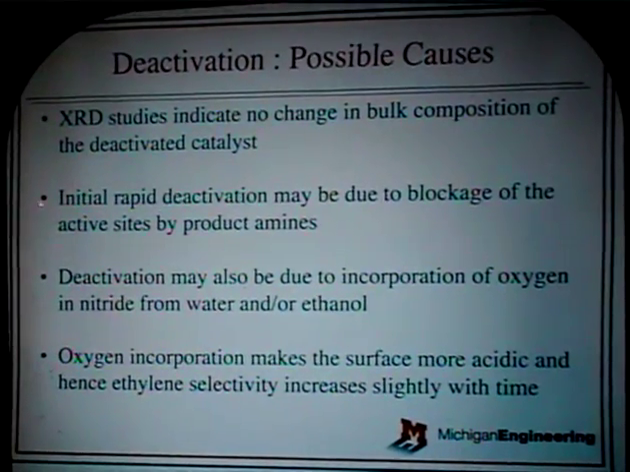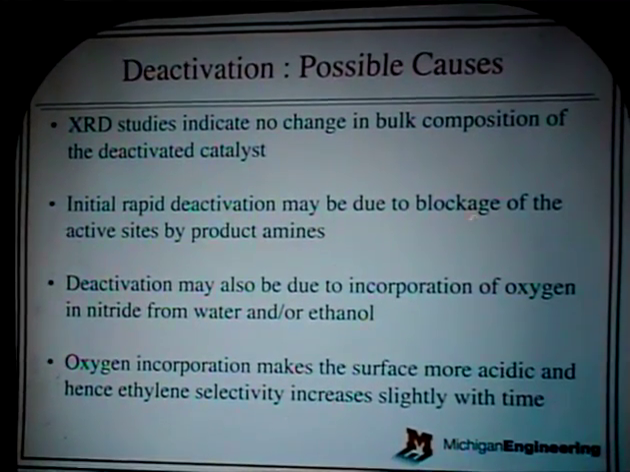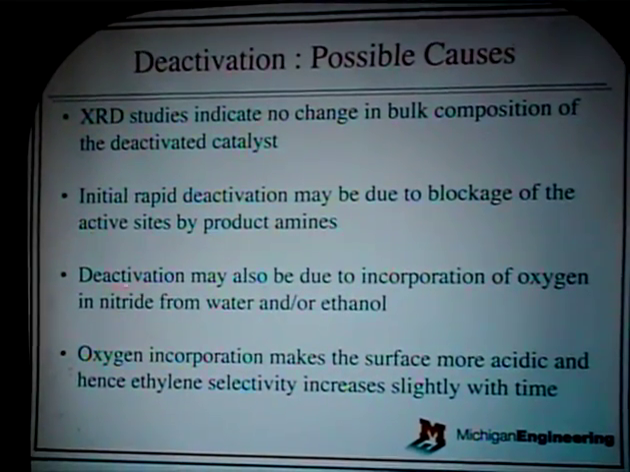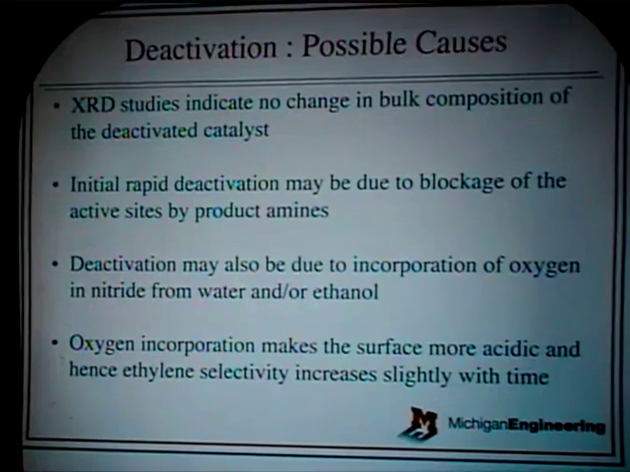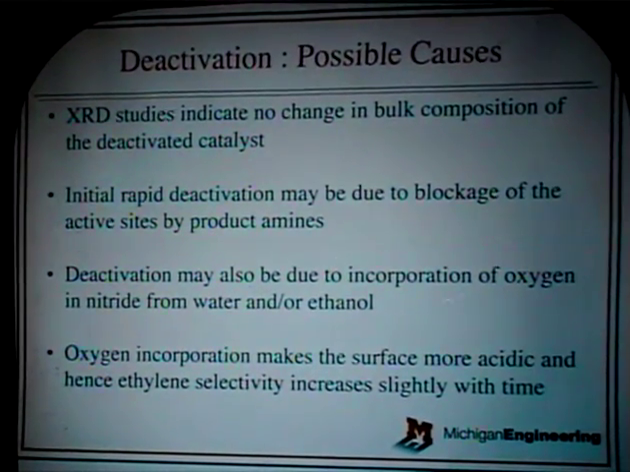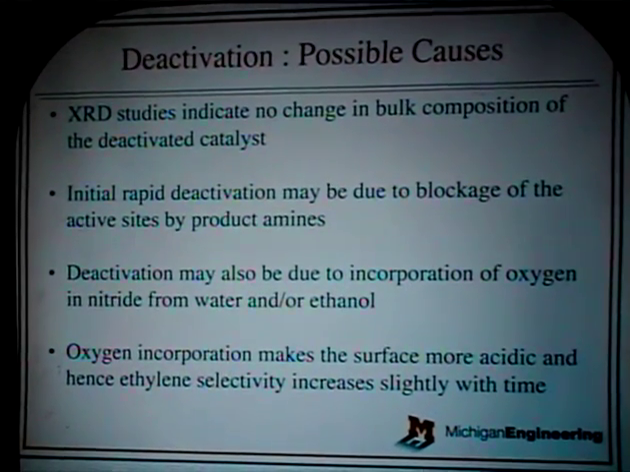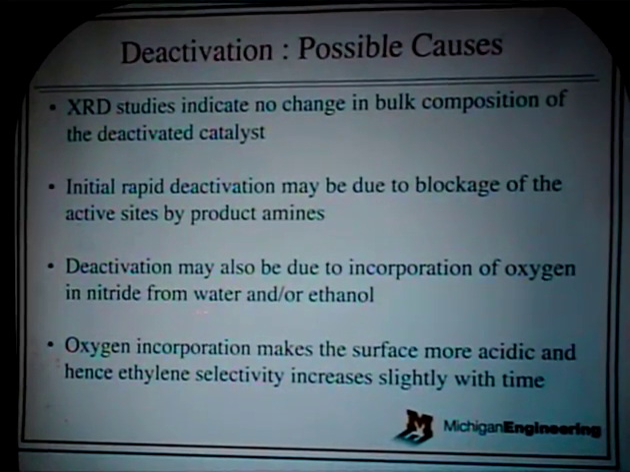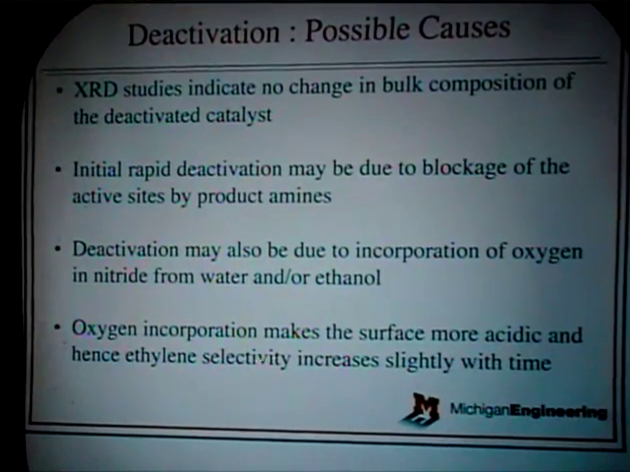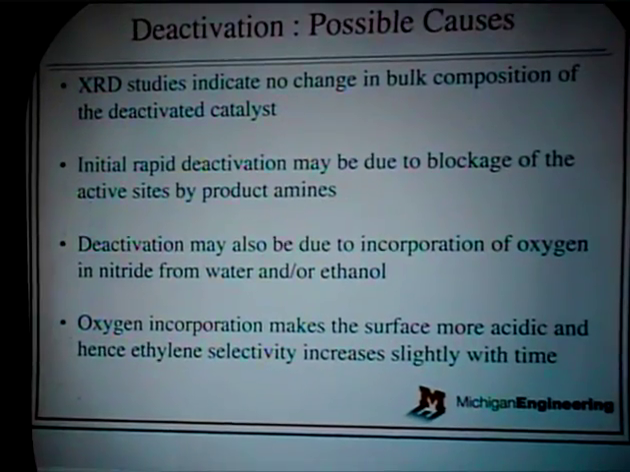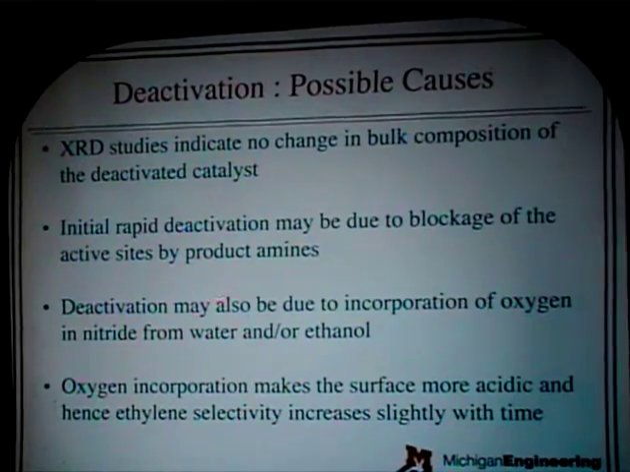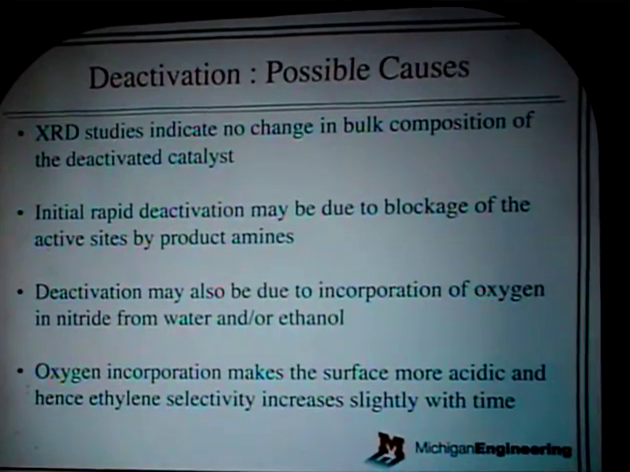So what we think is that the initial rapid deactivation may be due to the blockage of the active sites by the product amines, which are much more basic than ammonia. Or the deactivation may also be due to the incorporation of oxygen into the nitride or carbide. If oxygen is incorporated into nitride or carbide, they will form oxycarbide or oxynitride, which are more acidic in nature. And because of the higher acidity, this will favor the formation of ethylene, which is basically an acid catalyzed reaction. So maybe because of that, we find an increasing trend of ethylene selectivity with time for the case of nitride and carbide.